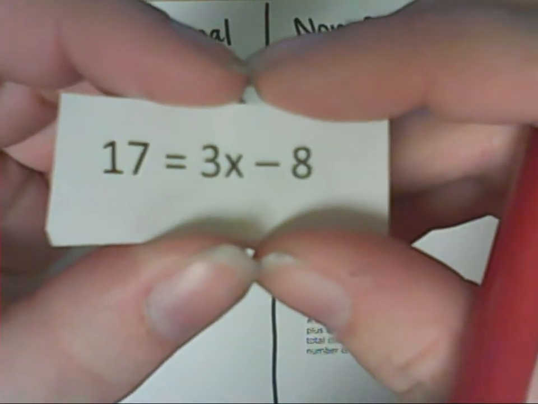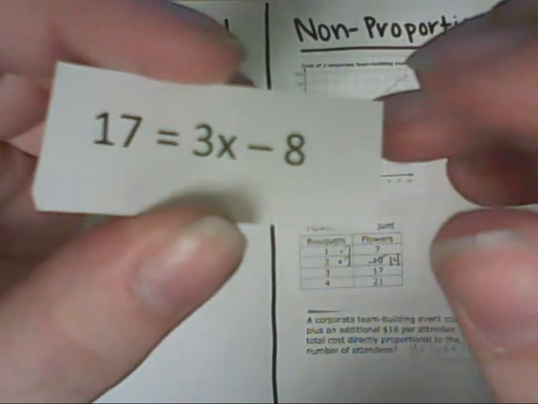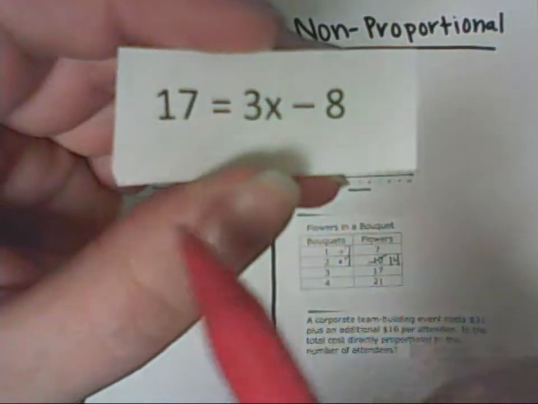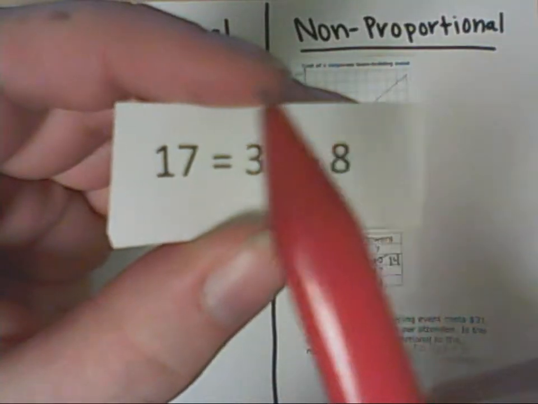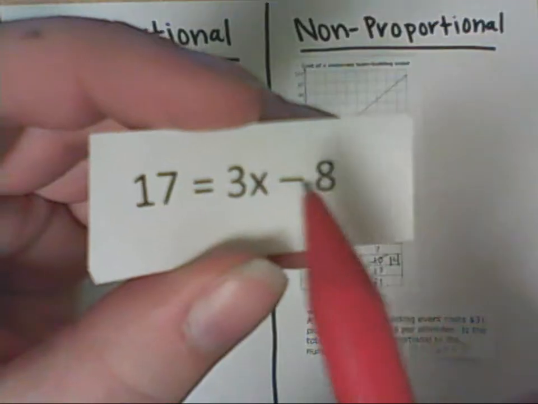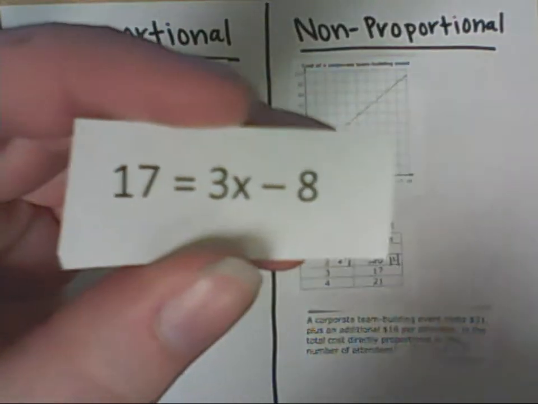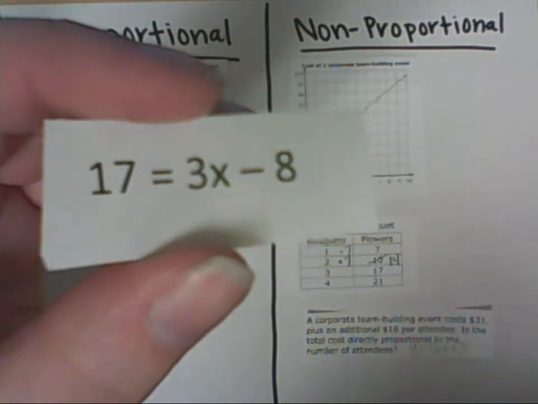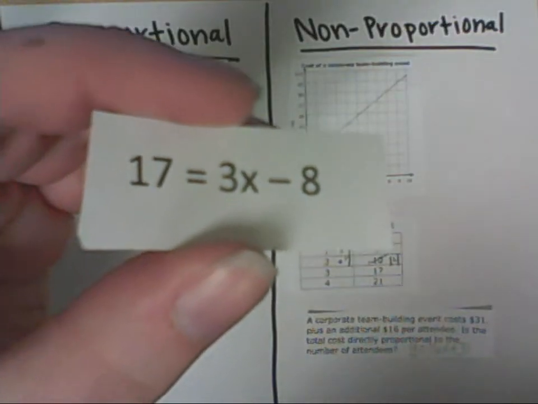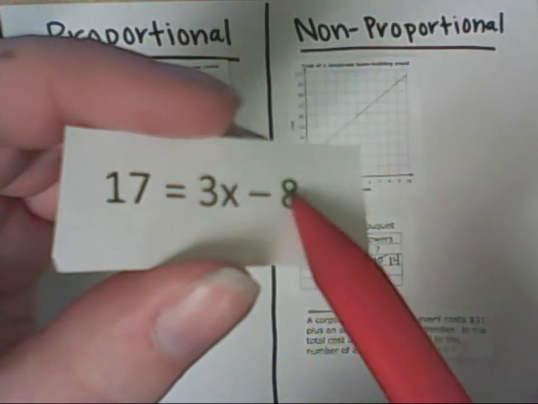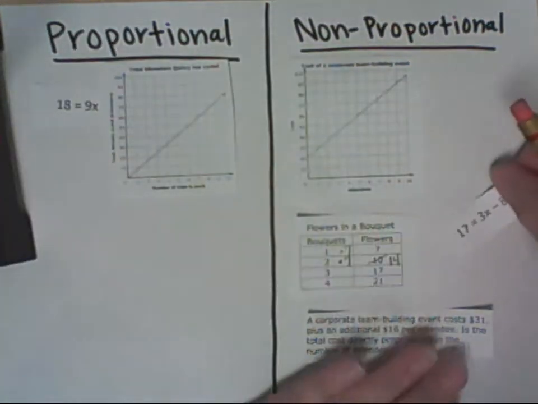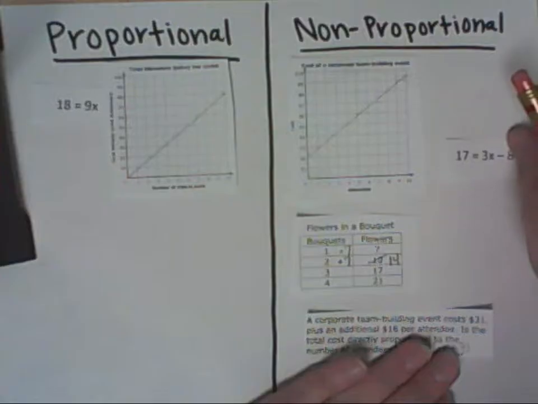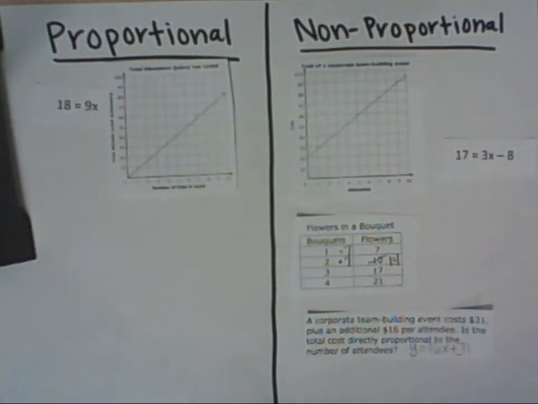Let's take a look at the next one. Let's look at this equation. When we're looking at the equation, we want it to show just multiplication. Does this equation show just multiplication? Well, no, right here it shows subtracting 6. So is this equation proportional or non-proportional? That's right, it is non-proportional because it has something other than multiplication. So we put that on our non-proportional side.